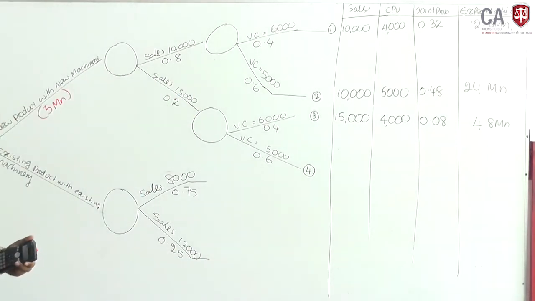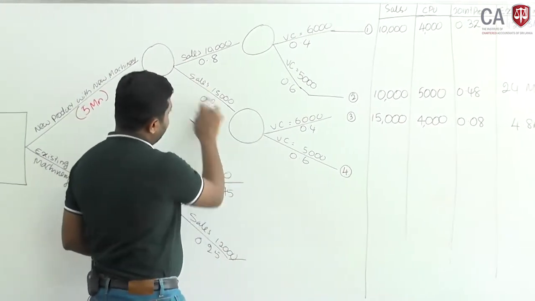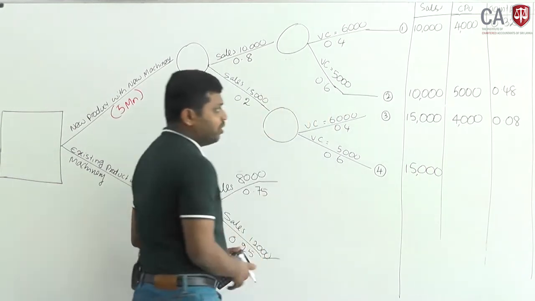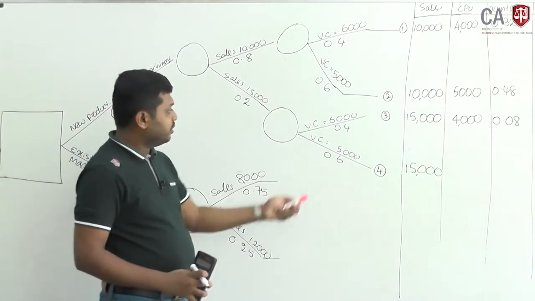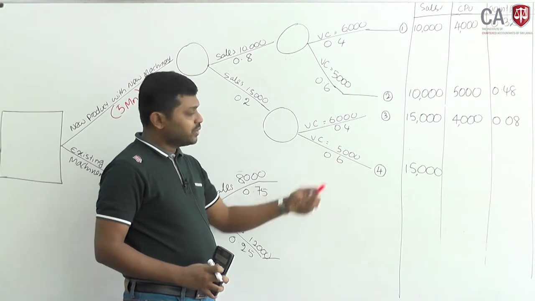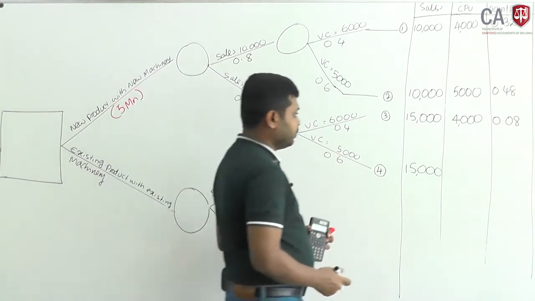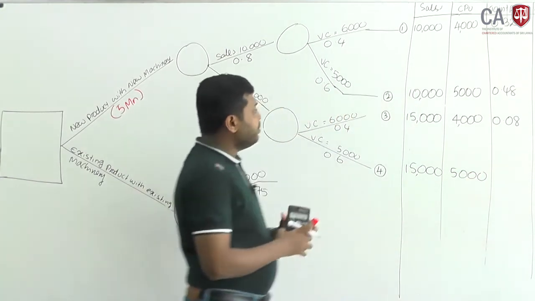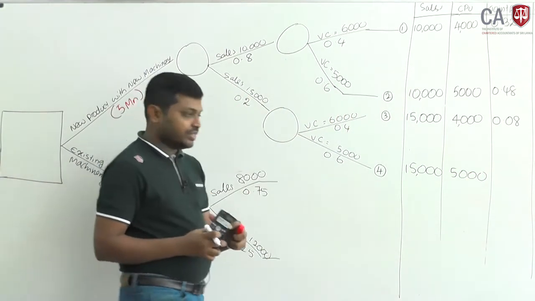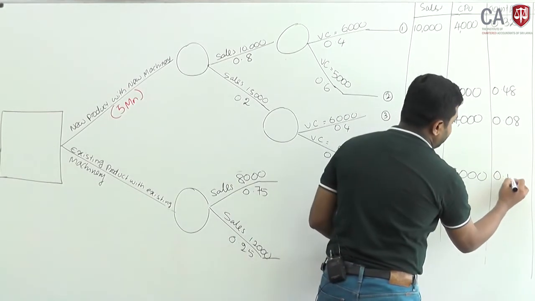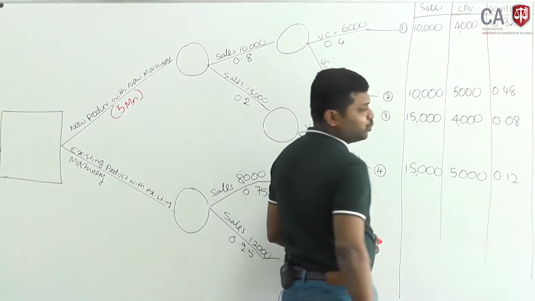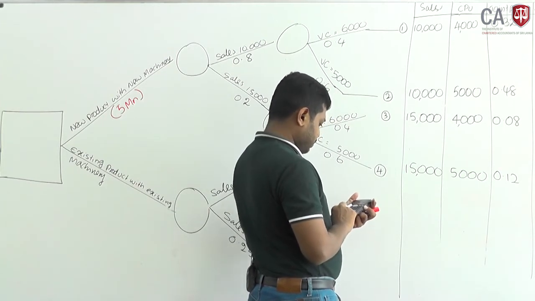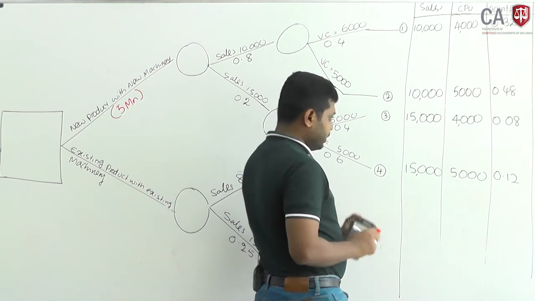Okay, option 4: 15,000 units is the sales. What would be the contribution per unit? Selling price 10,000 minus 5,000, so 5,000. Joint probability 0.2 into 0.6, 0.12. Then what is the answer? 9 million.